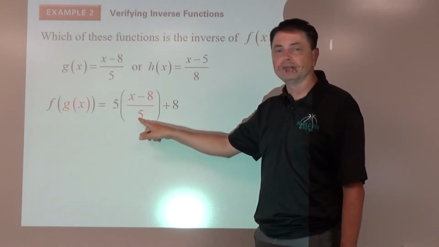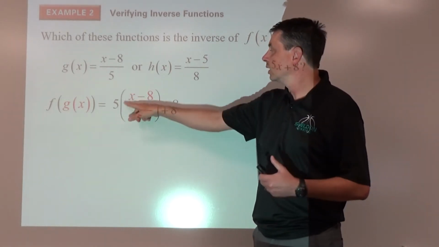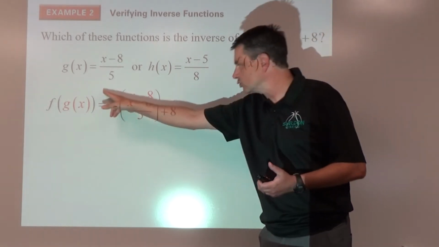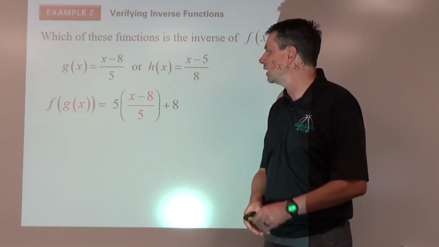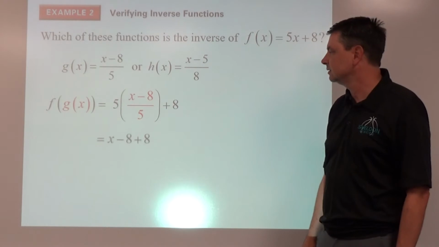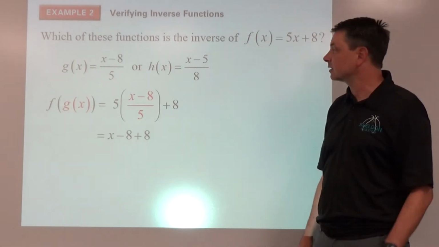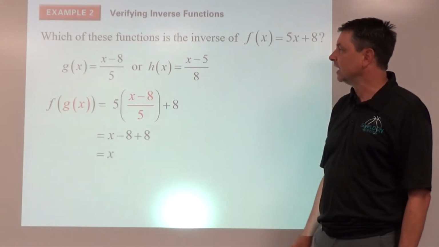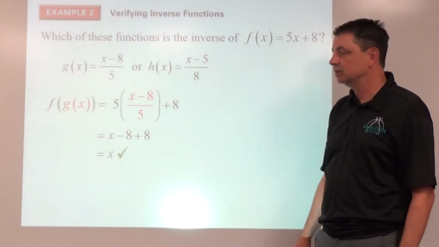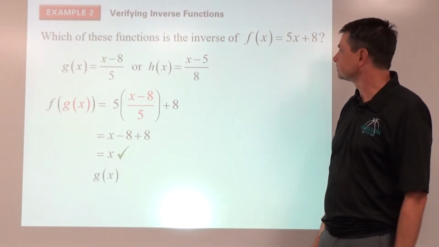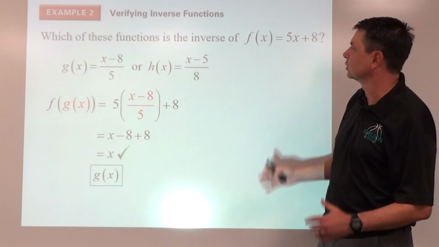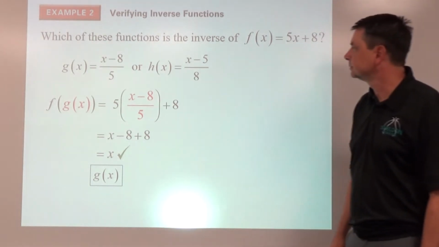5 divided by 5 is 1. 1 times x minus 8 is x minus 8, so essentially these cancel. We get x minus 8 plus 8, and we do get x. So we found out that f and g, those are inverses. Let's see if any others happen to be inverses.